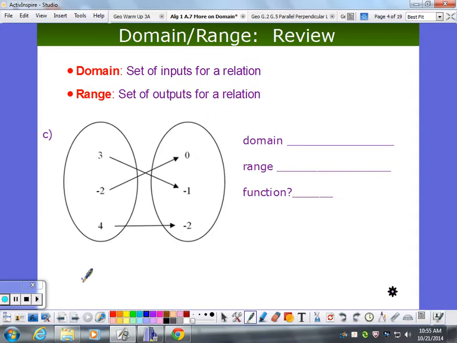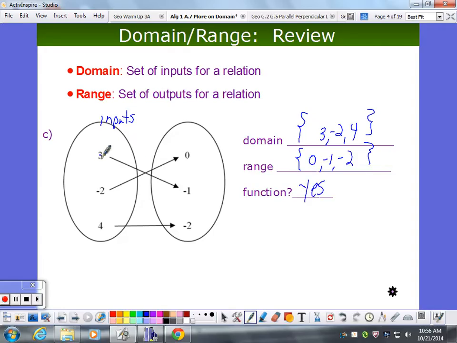All right. Now I'm looking at a mapping diagram. This is example C here. What's the domain on this thing? Yeah, these are always my inputs over here. And then what are my outputs? 0, -1. Right, is this a function?